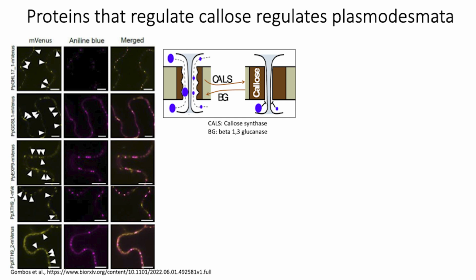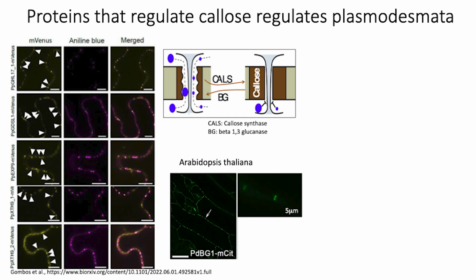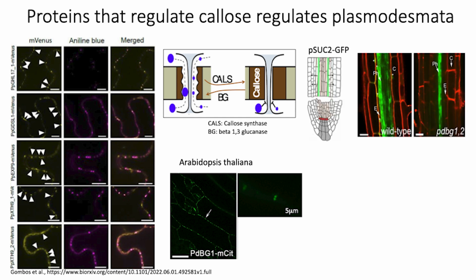Specifically for callose, we can see in Arabidopsis thaliana the localization of this PD-located beta-1,3 glucanase, again, very, very tightly combined with the Plasmodesmata location. So now we have identified enzymes that modify callose. We have identified that callose is at Plasmodesmata. So what is the function of callose at Plasmodesmata?